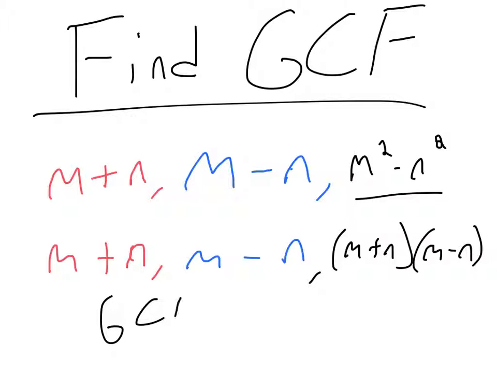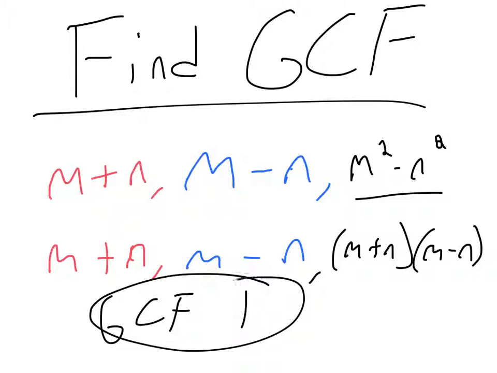So the GCF here is 1. Nothing. Well, 1 is nothing, but you can divide anything by 1. 1 is the number constant. 1 is the biggest thing you can divide out of everything.